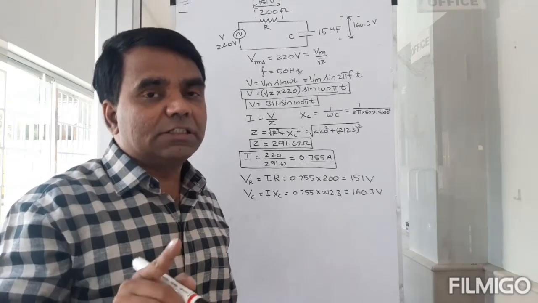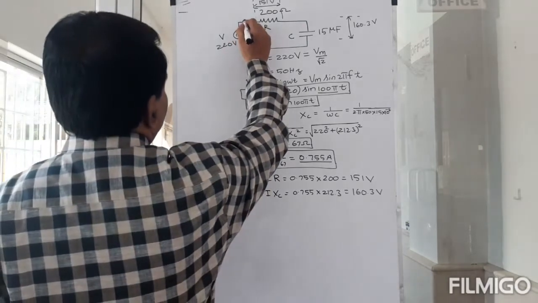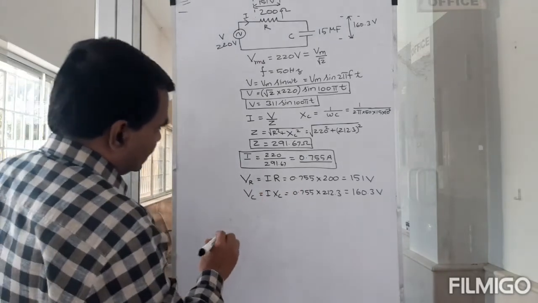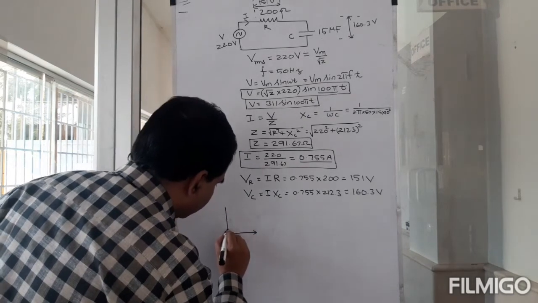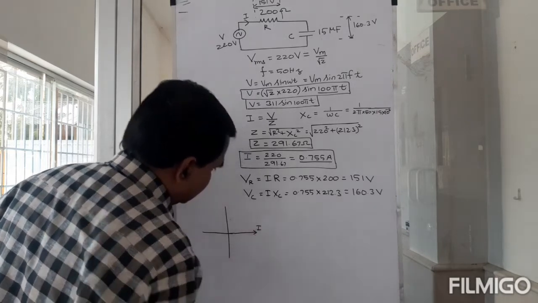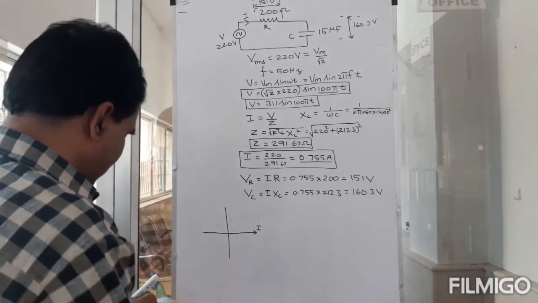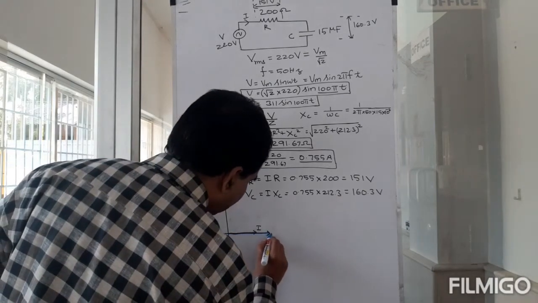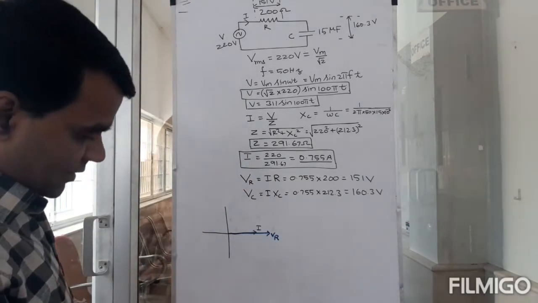I want you to draw attention to the phasor diagram. Suppose this is my I. How will the phasor diagram look? This is my I, and my voltage VR will be in phase with the current I. So this is my VR. Correct? But what about my VC?